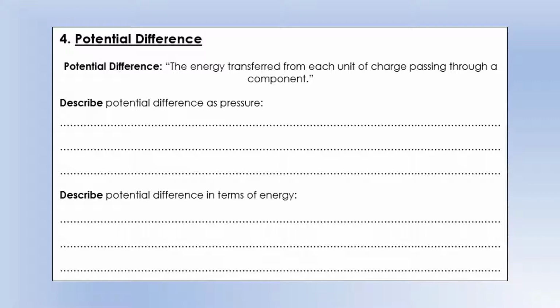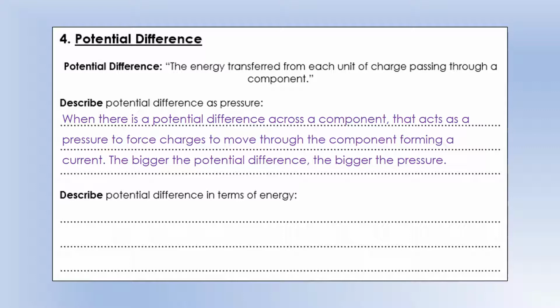There are two different ways of thinking about potential difference. One in terms of pressure, which helps us understand current, and the other in terms of energy as well. In terms of pressure, when there's a potential difference across a component, that acts as a pressure to force charges to move through the component, which is why we get a current. The bigger the potential difference is, the bigger the pressure is for charges to move through, and therefore the higher the current is. Okay, so that's it in terms of pressure.